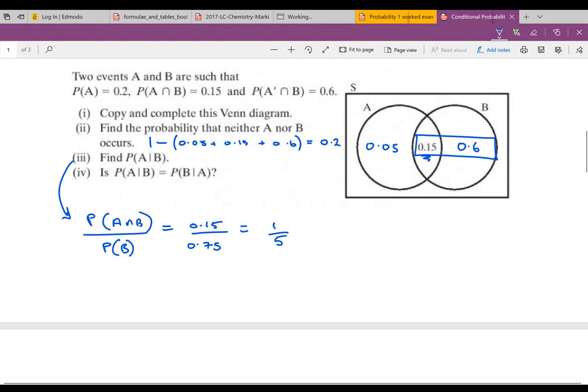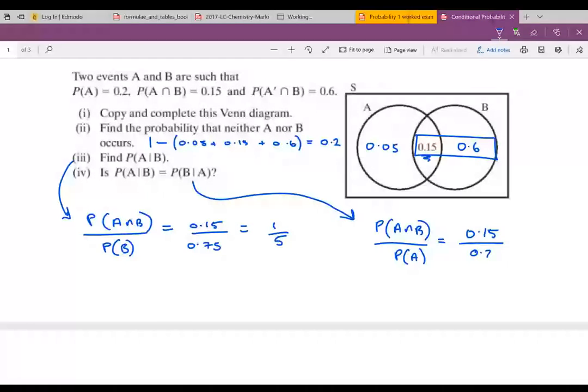It then says, is the probability of A happening given that B has already happened equal to the probability of B happening given that A has already happened? And it is not, because for the probability given that A has already happened, it would be the probability of A intersection B over the probability of A, which is 0.15 over 0.2, which actually gets us 3 over 4. So this probability is much higher. So the probability of B happening given that A has already happened would be 3 over 4.